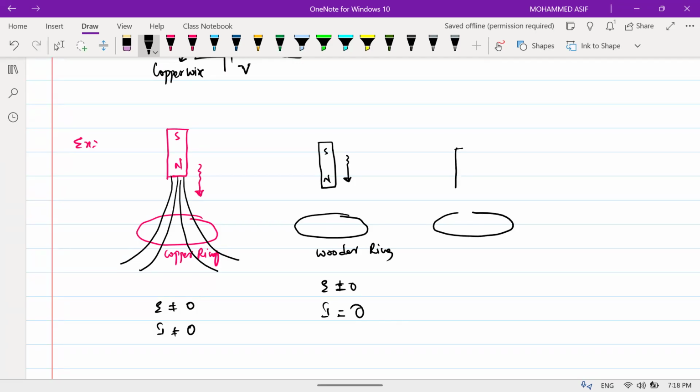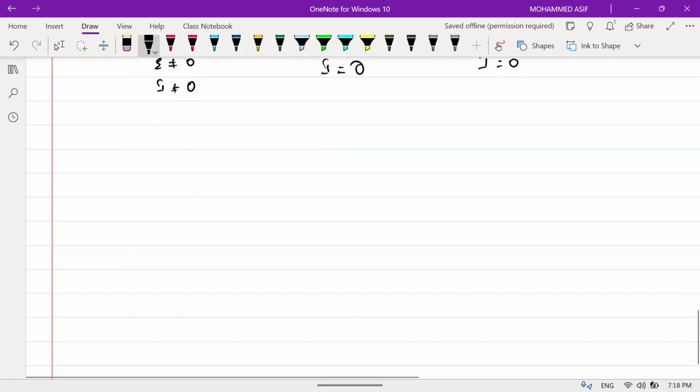Now see, if the ring is broken like this one, and a bar magnet is falling from south to north, in this one, because of north and south, the magnetic lines will pass through, no doubt. So EMF is not equal to zero, but current will be zero. This is a broken copper ring. It is not a closed loop, so there is no flow of current. Am I clear? Yes, sir. Got an idea? Yes, sir. Next heading, Lenz's law.